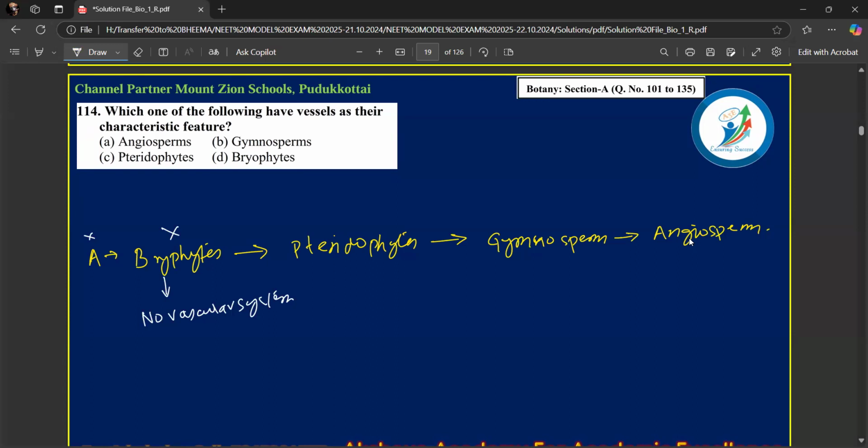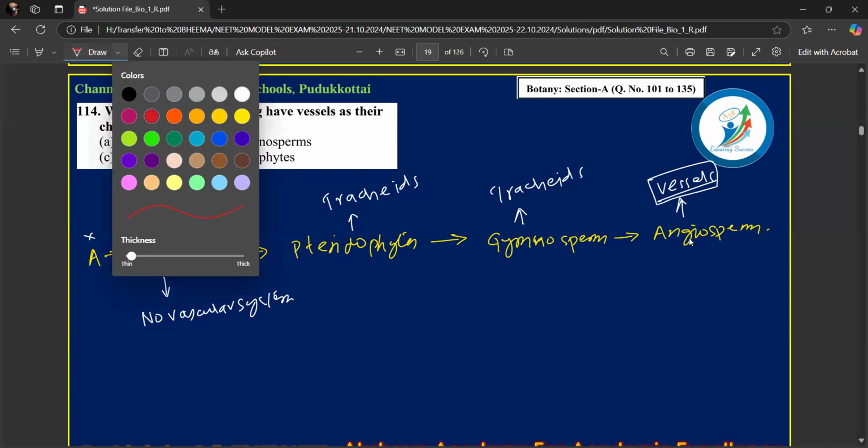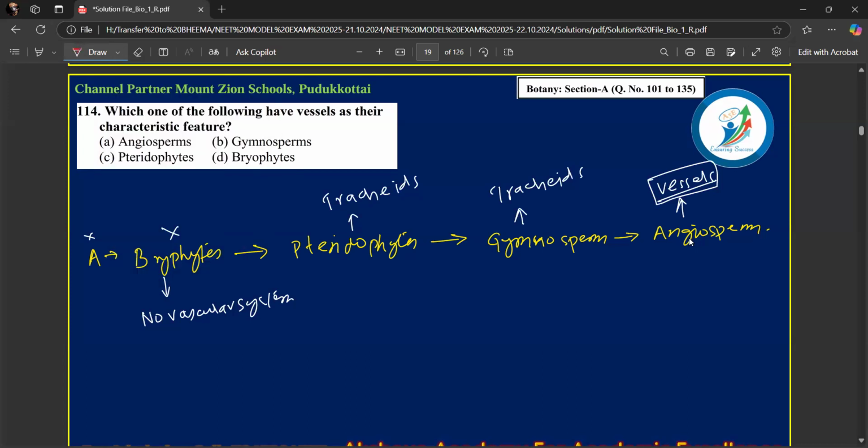Then if we talk about pteridophytes, pteridophytes contain tracheids for their transportation, they are based on tracheids. Gymnosperm also contain tracheids. The use of vessels started from the angiosperms. So based on this information, we can choose which one of the following have vessels as their characteristic feature. So it will be angiosperm.